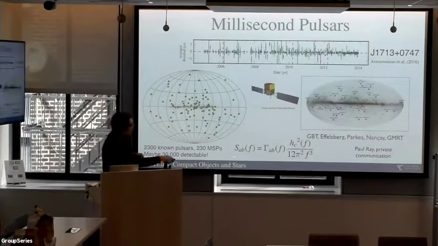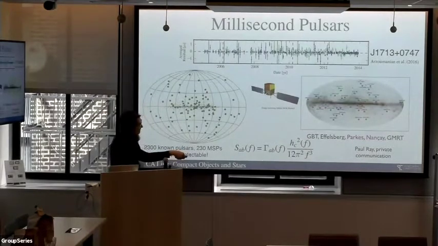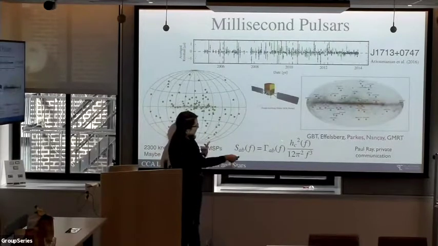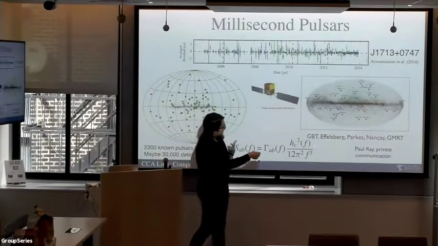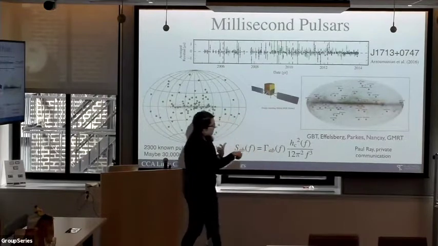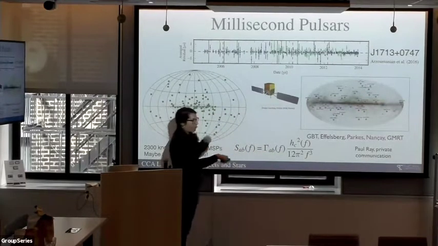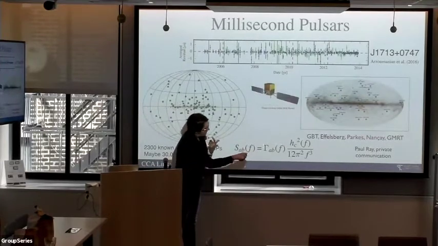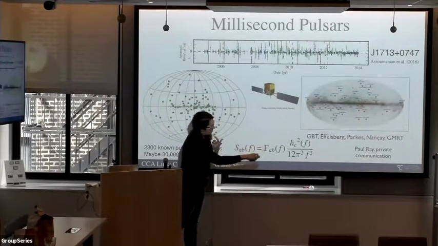So this relationship between the residuals and the correlation function, which has to do with the signature of the gravitational waves in the pulsar, and then this characteristic strain, which tells you about the astrophysics in the background, will follow us throughout the next few slides so that you can understand what part of this function we're studying.